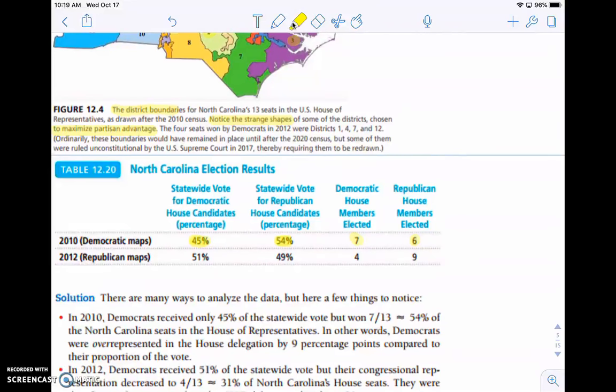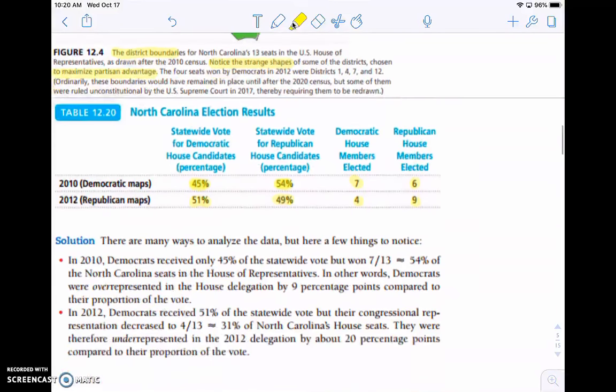And then when you look at the Republican drawn map, 51% voted Democrat, 49% voted Republican, but Democrats only got 4 out of the 13. Republicans got 9 because, again, these districts were redrawn in order to maximize the amount of representatives that can come out of this. So this is where you can see this is politically charged, and there's some math in here that we are going to look at.